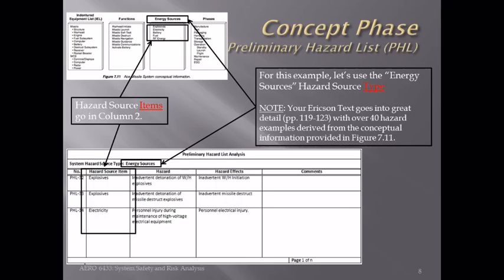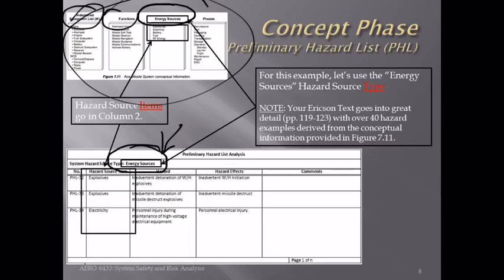The conceptual engineering information that was given in your text in figure 7.11 of the ACE missile system is adapted and placed on the PHL worksheet. We're going to use energy sources as our example. So the hazard source type, energy sources, this will become the item that goes in block 1 of our worksheet, and every separate hazard source type will have a separate PHL worksheet. There will be a separate PHL worksheet for each of the 4 hazard source types in this example.